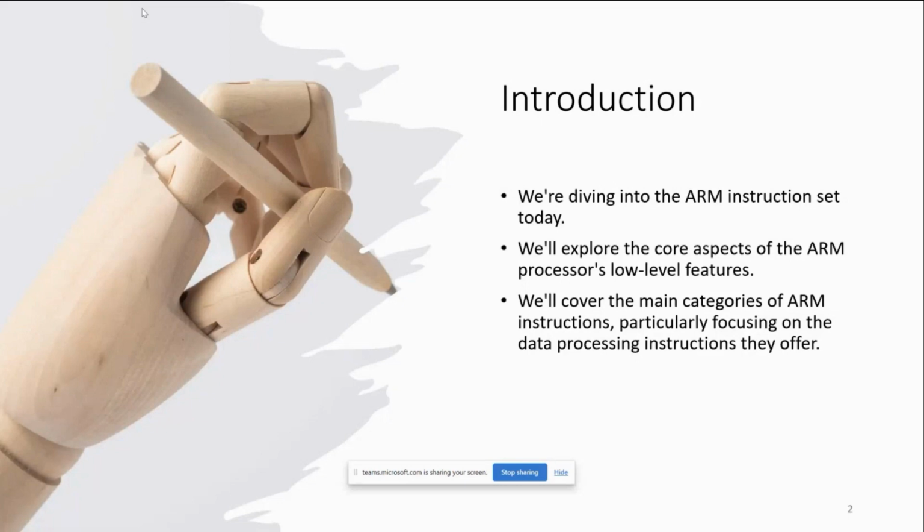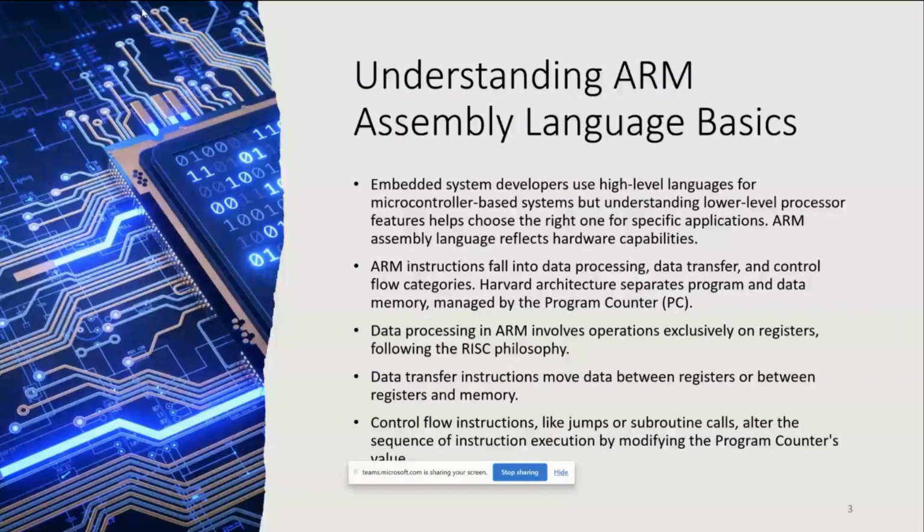Developers working on embedded systems often deal with hardware platforms and microcontroller-based systems, requiring them to create software. While many opt for high-level languages like C, Python, Java, C++, understanding the processor's lower-level features helps in making informed decisions about which processor suits a specific application best. That's why we are giving a brief overview of the ARM processor's assembly language features, reflecting its hardware capabilities. Instruction sets like ARM can be grouped into categories like data processing, data transfer, and control flow.